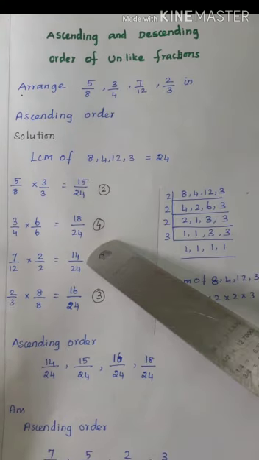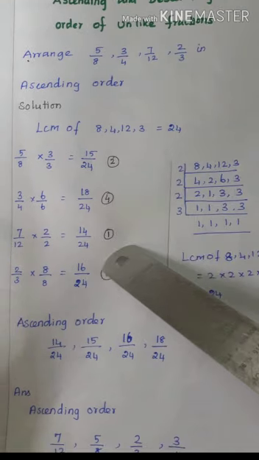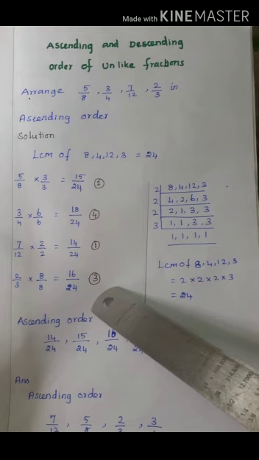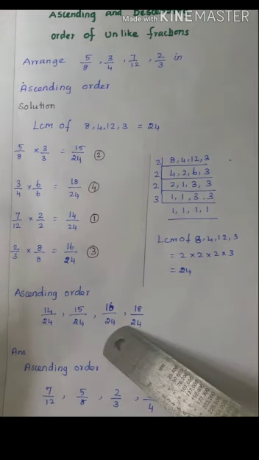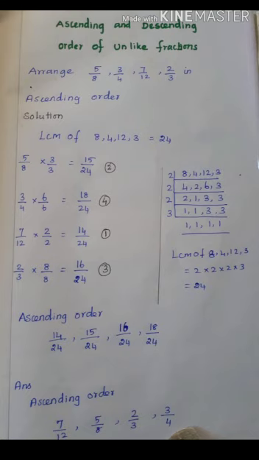Just like that, change the other fractions also. We get 3 by 4 is equal to 18 by 24 and 7 by 12 is equal to 14 by 24 and 2 by 3 is equal to 16 by 24. Now all the denominators are same. So look at the numerators alone and arrange them in an ascending order. We get 14 by 24, 15 by 24, 16 by 24 and 18 by 24. Write the original numbers in that place. So your answer is 7 by 12, 5 by 8, 2 by 3 and 3 by 4.